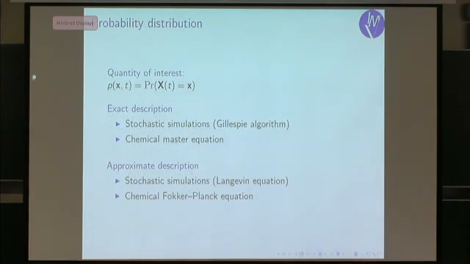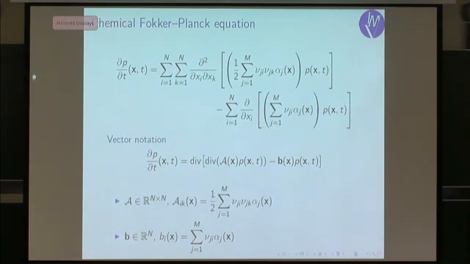What we are interested in is the probability that the number of molecules at time t is equal to some given vector. So this probability can be computed in different ways. What we have chosen is the chemical Fokker-Planck equation. This is an equation that somehow approximates this probability. All right. So this is the Fokker-Planck equation. This is written in component-wise notation. So it's quite a horrible formula, right? But this is the diffusion part.